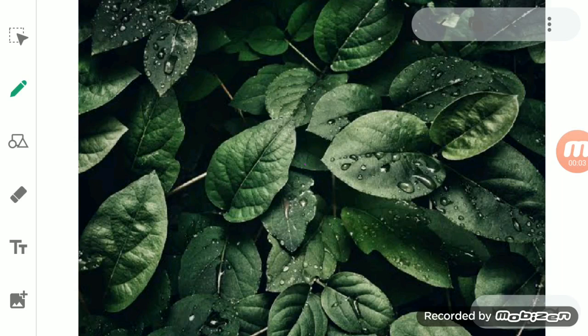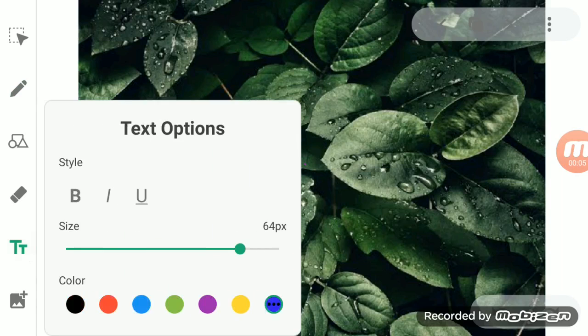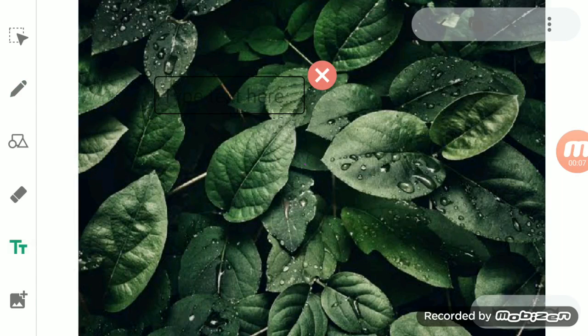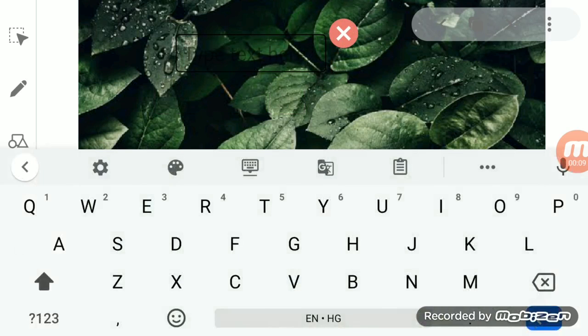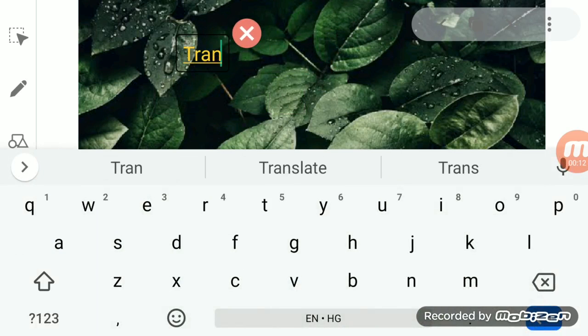Now we will come to our next topic, and that is transpiration.